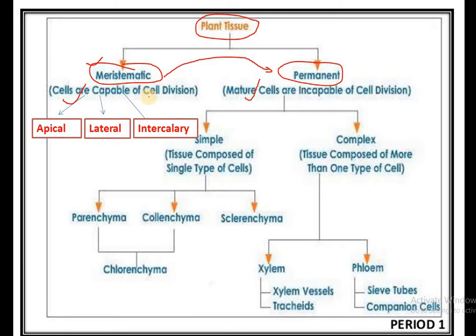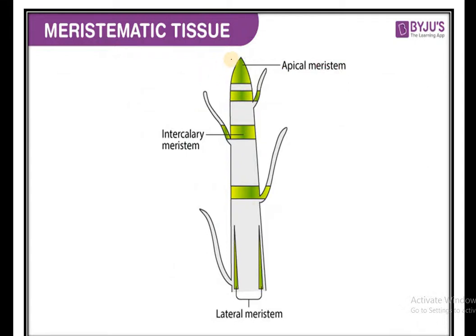On the basis of location, the meristematic tissues are divided into three types: apical meristematic tissues, lateral meristematic tissues, and intercalary meristematic tissues. Let us look at this plant. The apical meristematic tissue, or apical meristem, is present on the tip or apex of the plant at this region. And this tissue is responsible for the upward growth, or growth of the height, of the plant.